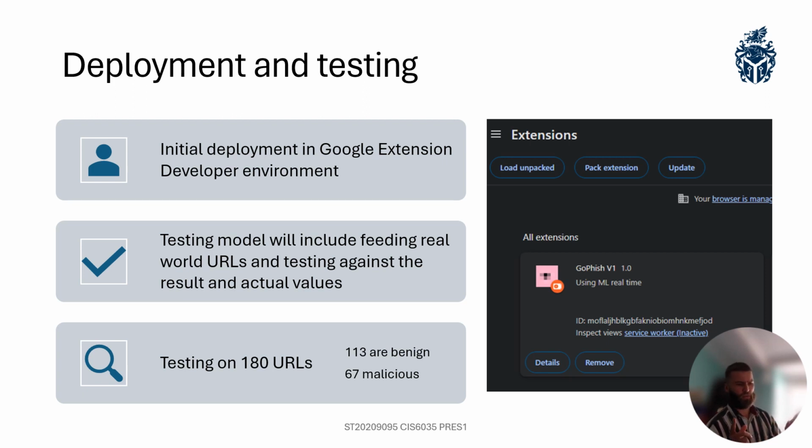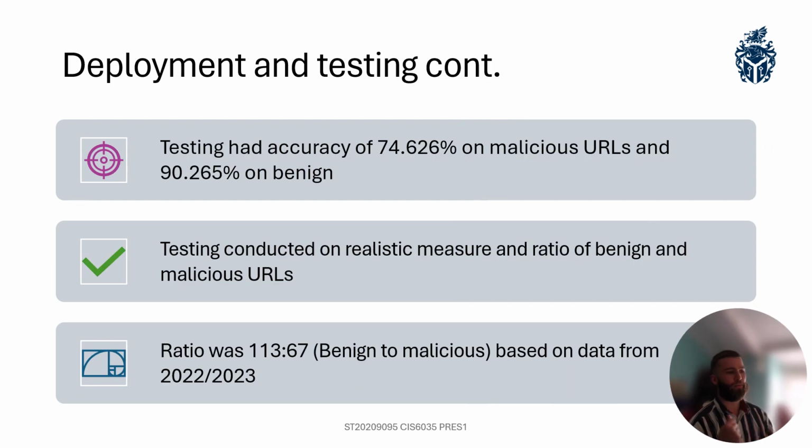This ratio was determined after doing a bit of research and finding a bit of data on the amount of benign URLs to malicious URLs between 2022 and 2023. So when we tested the extension itself on the 180 URLs, we found that there was about a 74.6% accuracy on the malicious ones and 90.28% accuracy on the benign ones.